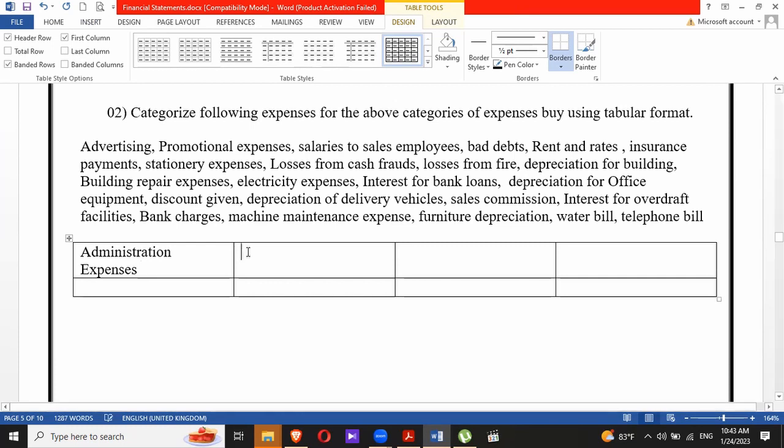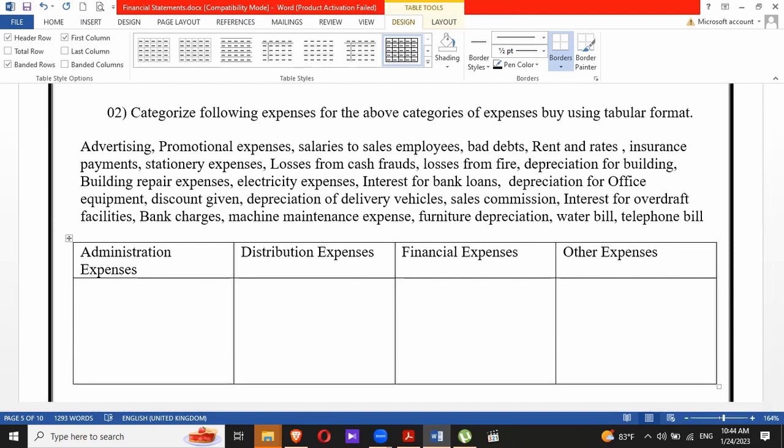Second column you can name as distribution expenses. Third column, now you can name as financial expenses. Last column, you can name as other expenses. Right, I'll give you 2-3 minutes.